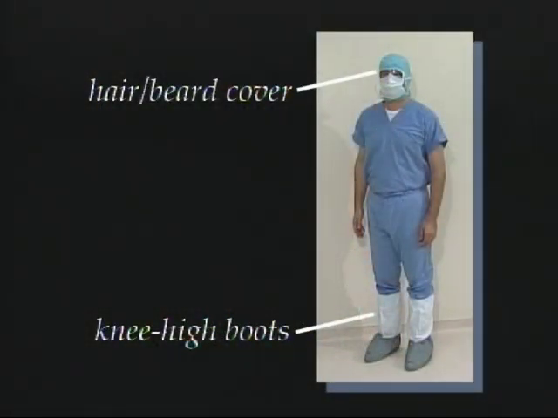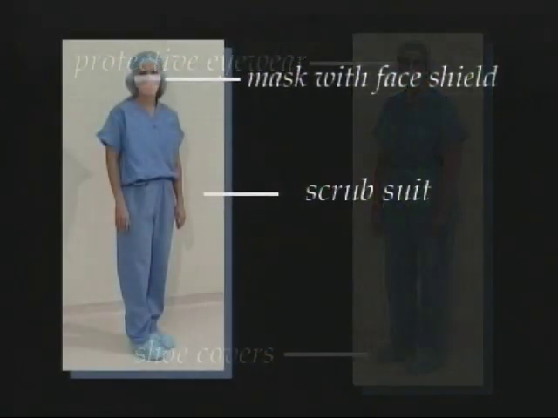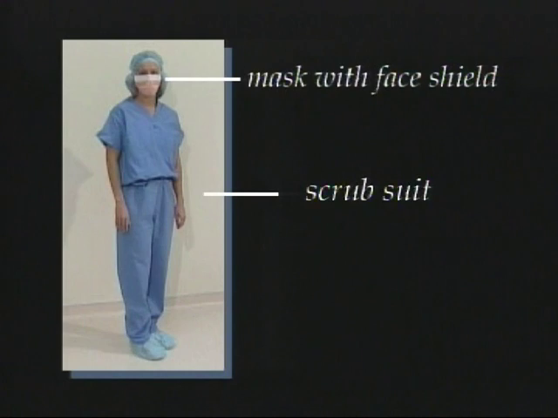OR attire consists of the scrub suit with the drawstrings tucked in. The hair cover must cover all head and facial hair. Knee-high boots or shoe covers may be optional according to facility policy. Additionally, use of makeup and wearing of jewelry may be restricted. A mask and eyewear may also be required according to facility policy.